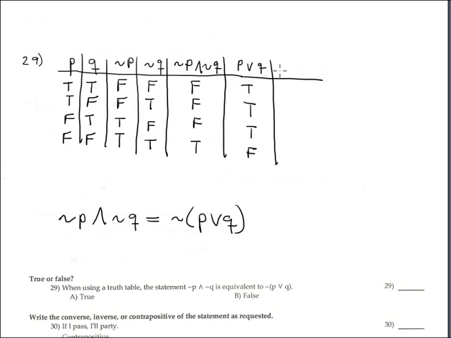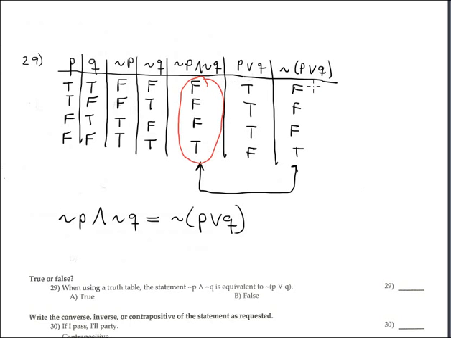Now negation of this. This completely opposite truth value is false, false, false, and true. And when you compare this column and this column, they are identical. It's saying that this proves that these statements are equivalent.